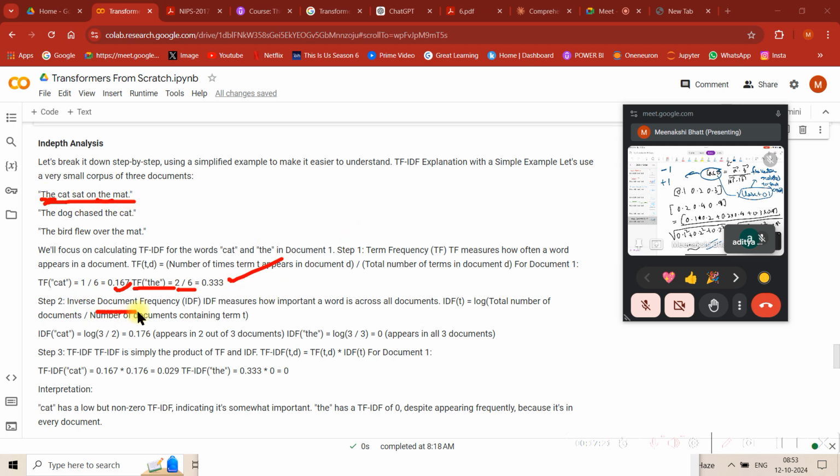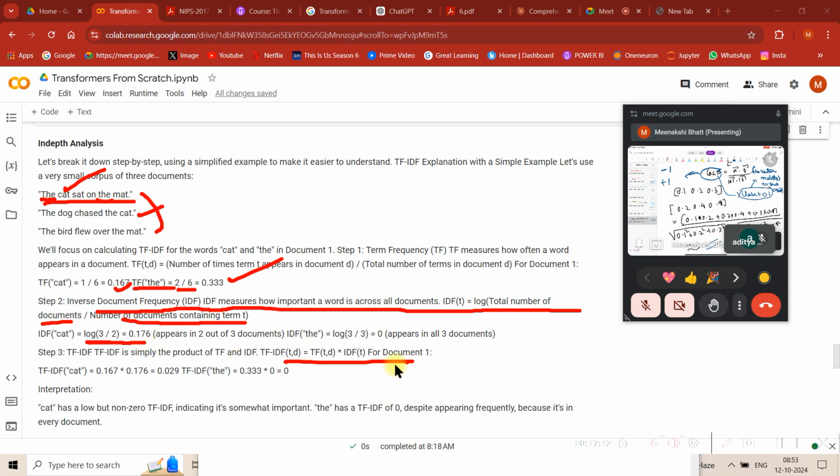Now you need to calculate inverse document frequency. Inverse document frequency is the log of the total number of documents, which is 3, divided by the number of documents containing the term t. How many have cat? 2 have cat. So log 3 by 2 is this, and then you just have to multiply it. For cat you can see that TF-IDF came out to be this, and for the it came out to be 0.